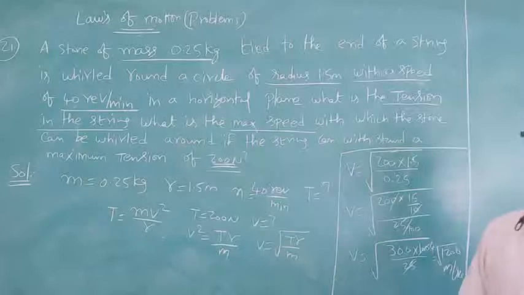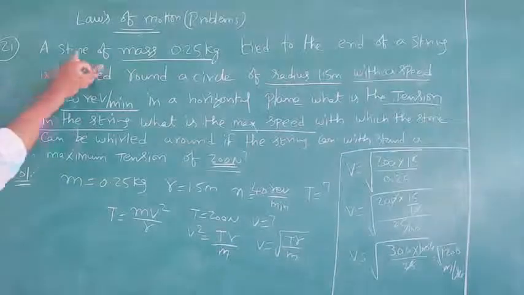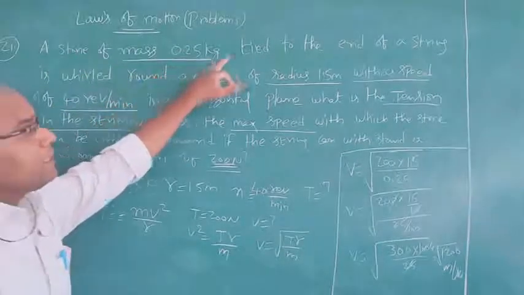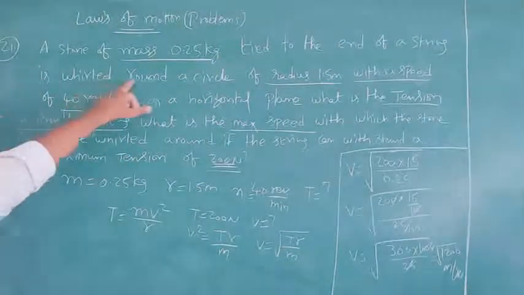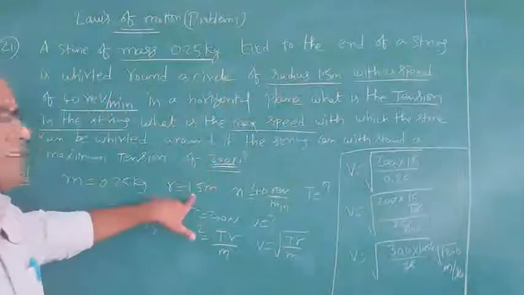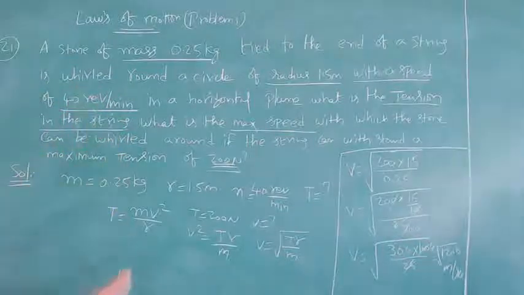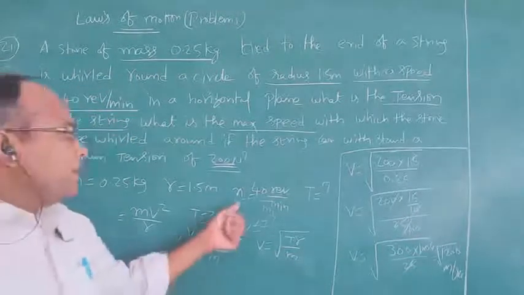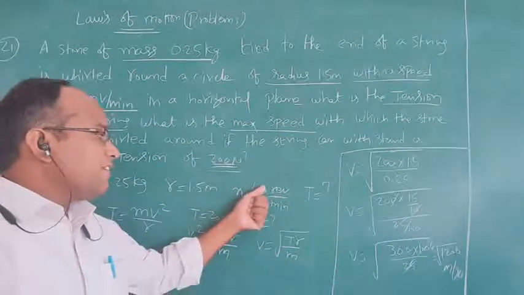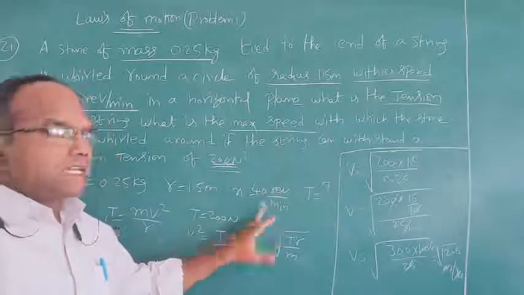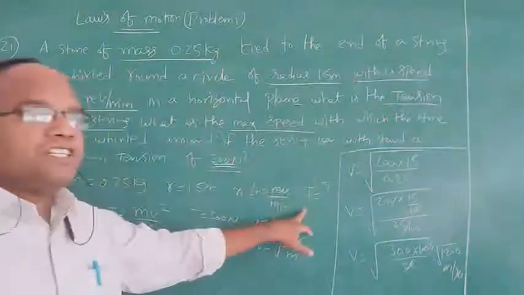So this is the 21st problem. Once again, see here: a stone of mass 0.25 kilogram tied to the end of a string. So mass they have given, so mass I have written, is whirled around a circle of radius 1.5 meter, with a speed of 40 revolutions per minute. 40 revolutions per minute means n. You have to remember, n is revolutions per minute. Minute means 60 seconds. They are asking the tension in the string. Tension T is equal to question mark.